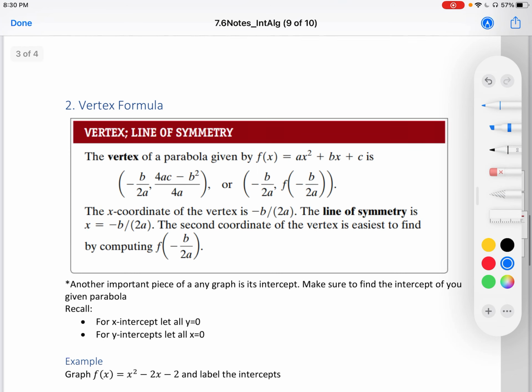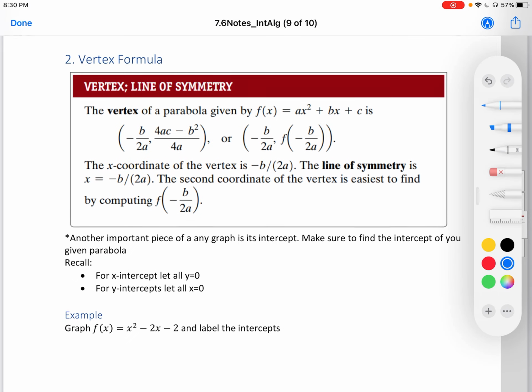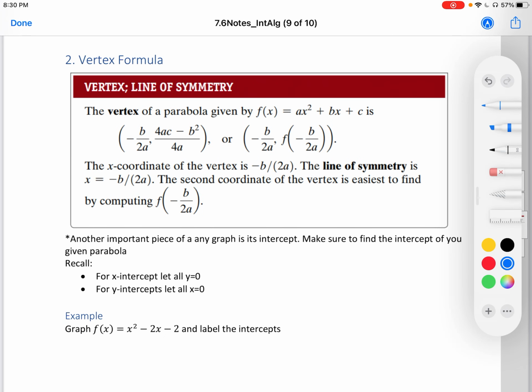Now, what if we don't want to write it in vertex form? What if it's not given and we don't want to go to the trouble of completing the square? In such case, we can use our vertex formula. The vertex of a parabola given by f of x equals ax squared plus bx plus c is x equals negative b over 2a. And then once we get that answer, we're going to plug it in to get our k.